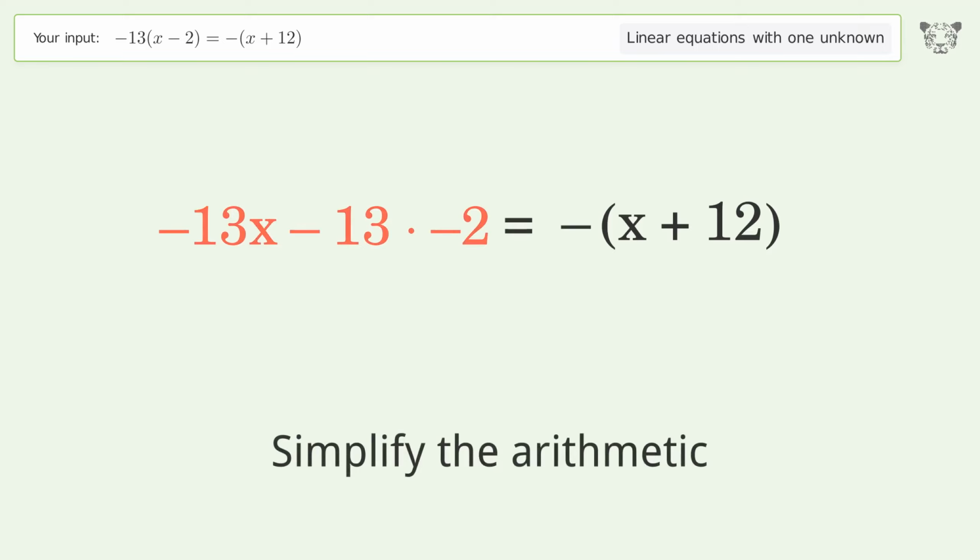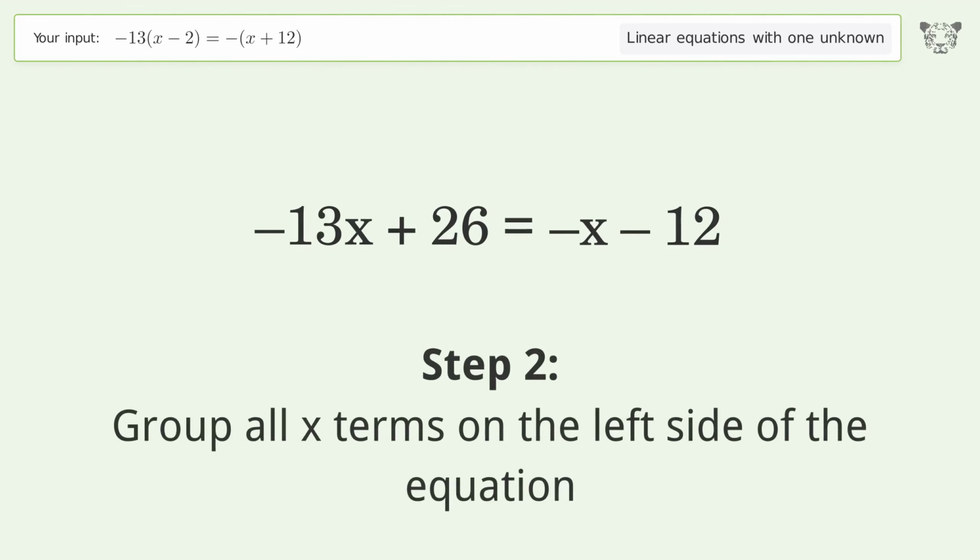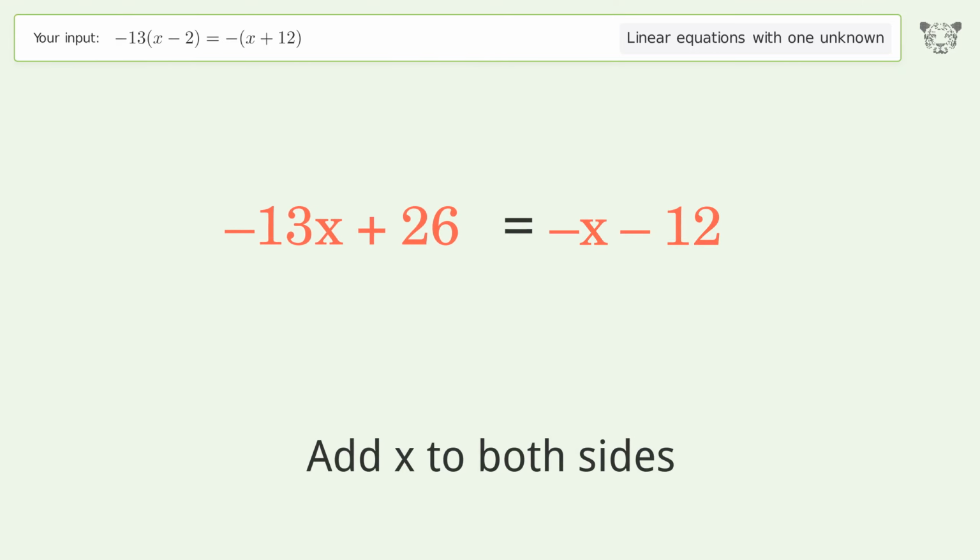Simplify the arithmetic. Expand the parentheses. Group all x terms on the left side of the equation. Add x to both sides.